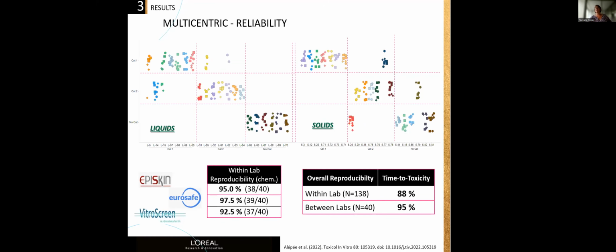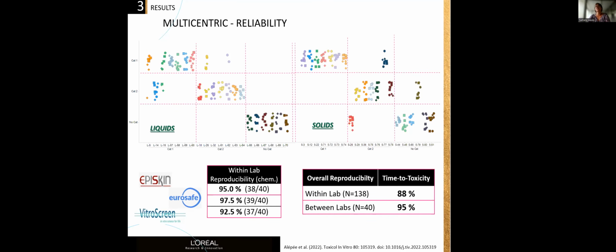What was important then was to conduct a blind multicentric study. And this has been conducted with 40 chemicals in 3 other labs to demonstrate the reliability of both the time-to-toxicity protocols, both on liquids and on solids. And indeed, the within-laboratory and between-laboratory reproducibility was assessed on 40 chemicals that were double coded in 3 laboratories, namely Episkin, Eurofins, and Vitroscreen.